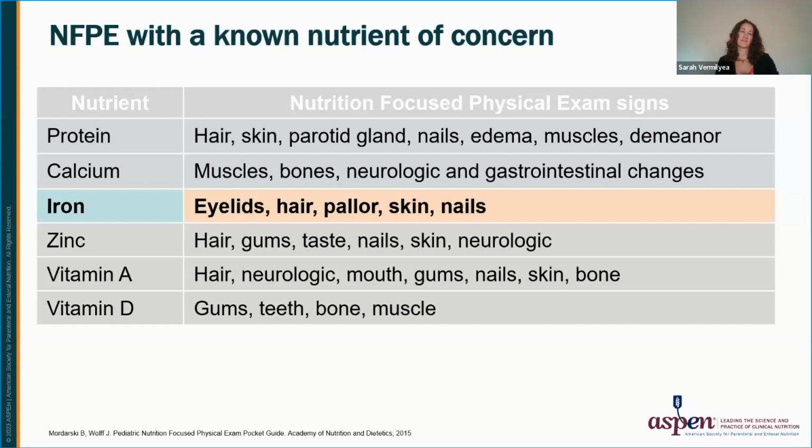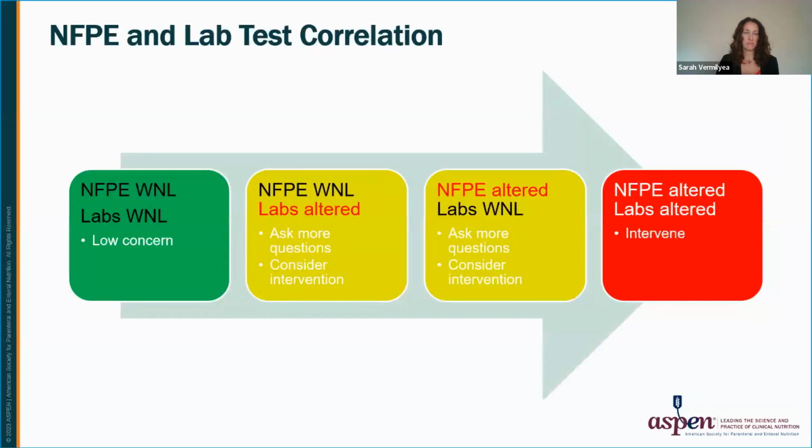This is like a specific thing. I want to make sure I don't miss looking at these areas if other things are pointing me towards a possible iron deficiency. And then this leads us more to the correlation between the NFPE and the lab testing. So a lot of things come into the nutrition assessment and diagnosis and interventions for nutrition care, but these are just two aspects of it.